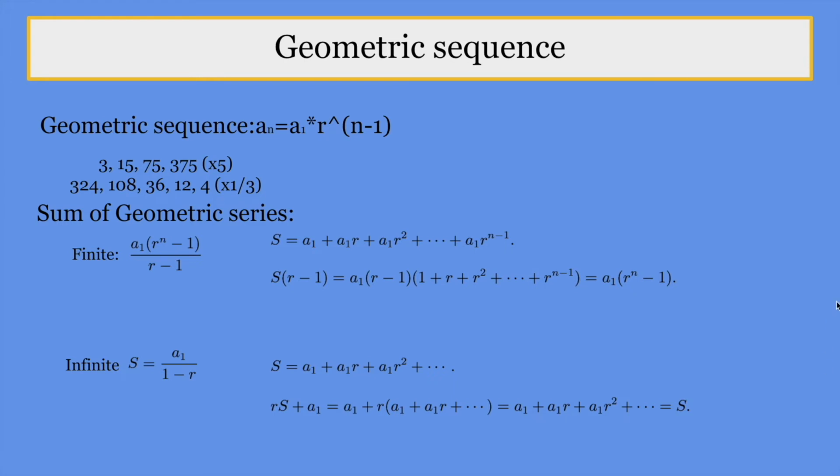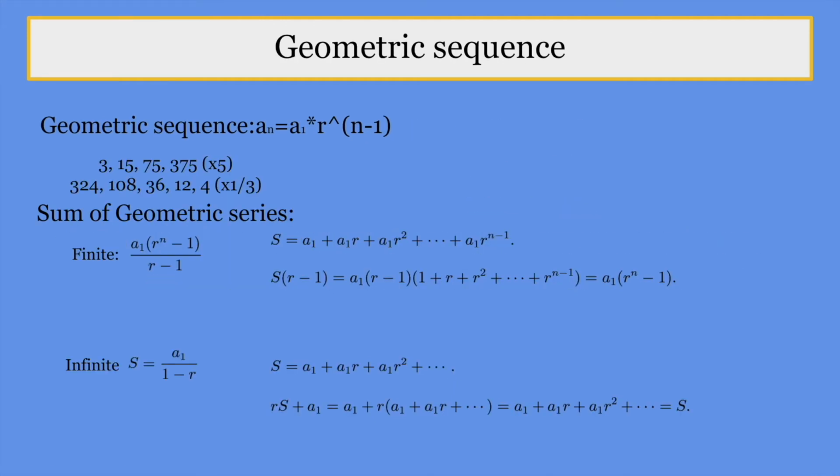you get an expression like this: s times (r minus 1) equals a1 times (r minus 1) times (1 plus r plus r squared plus and so on), and then like this. And then dividing both sides by r minus 1 yields this equation, and this is a proof.